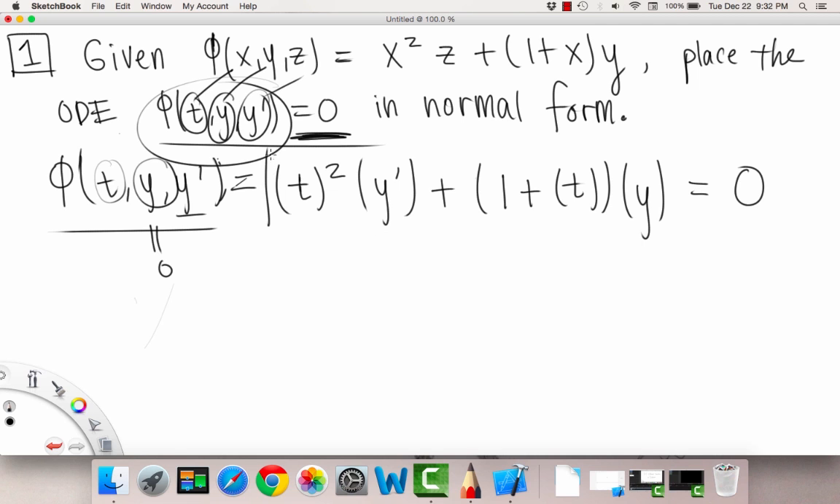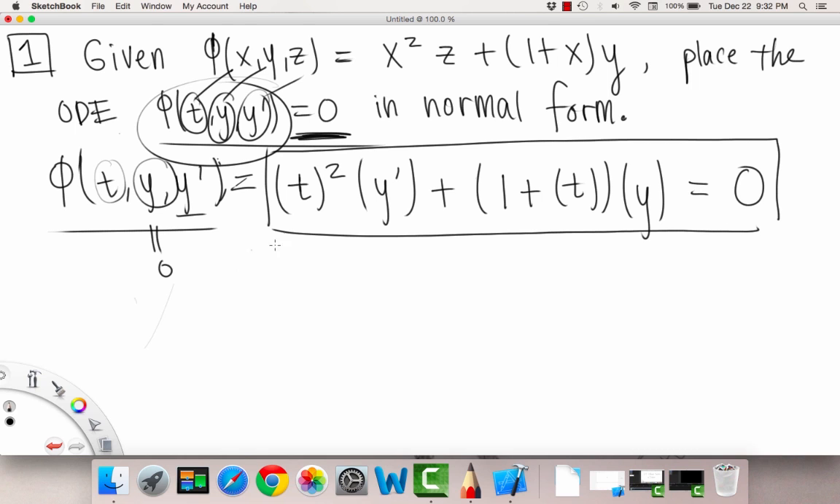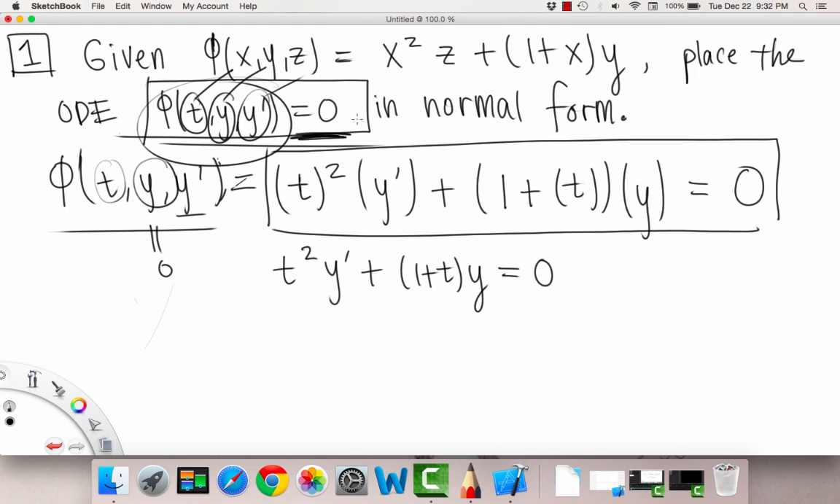Okay, so now we're just going to extract this part of our equations here, and let's write it in a more simple form without so many parentheses. So t squared times y prime plus 1 plus t times y is equal to 0. So now we have this equation. This is the one we were trying to form, right? And now our objective is to get it in normal form.